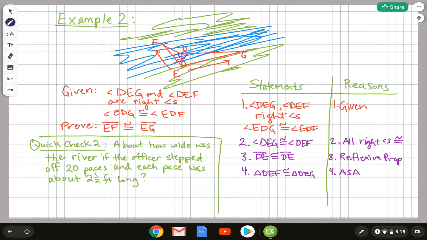Now that's not the end of our proof. That's where we've been ending, but now we're trying to prove that EF is congruent to EG. Those two sides are corresponding parts of these congruent triangles that we just wrote down. So now I can say that EF is congruent to EG using the corresponding parts of congruent triangles are congruent.